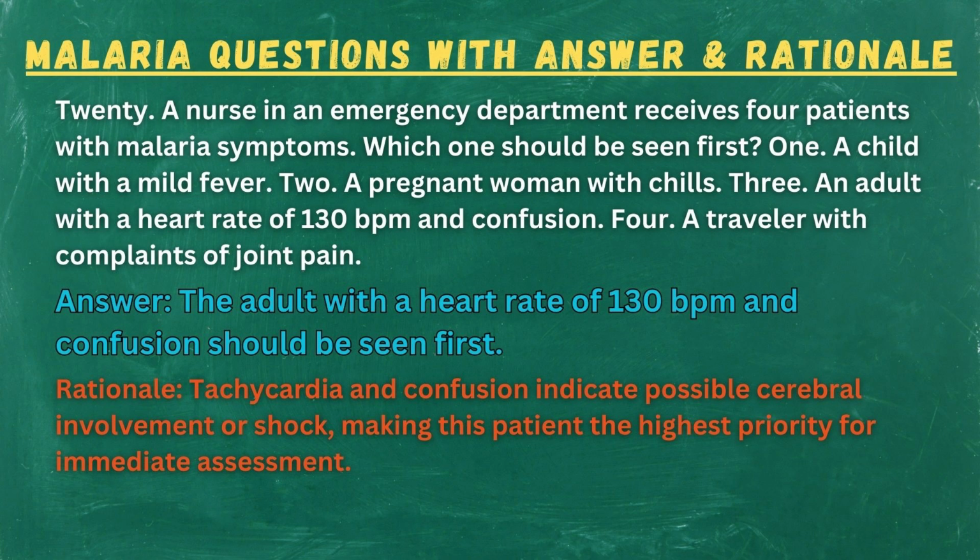Answer: the adult with a heart rate of 130 BPM and confusion should be seen first. Rationale: tachycardia and confusion indicate possible cerebral involvement or shock, making this patient the highest priority for immediate assessment.